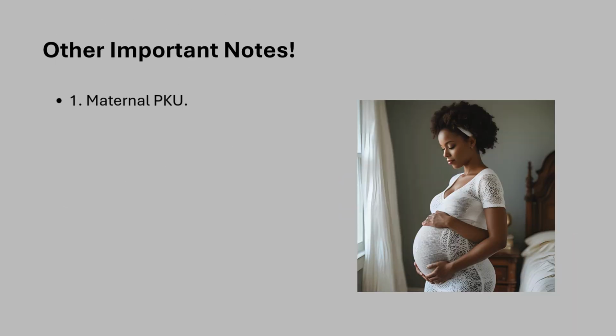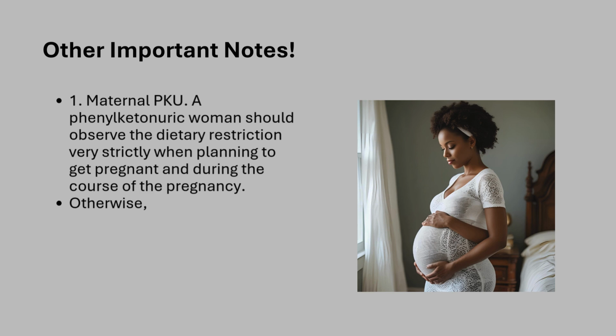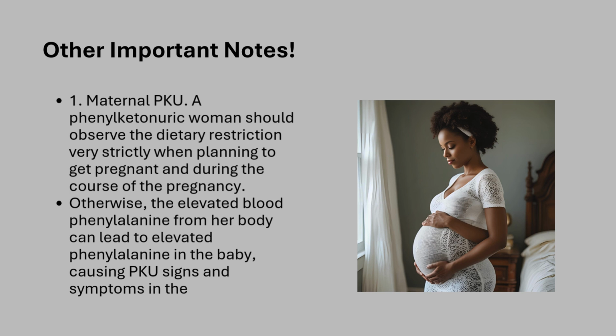Other important notes. 1. Maternal PKU. A woman with phenylketonuria should observe the dietary restriction very strictly when planning to get pregnant and during the course of the pregnancy. Otherwise, the elevated blood phenylalanine from her body can lead to elevated phenylalanine in the baby, causing PKU signs and symptoms in the baby.